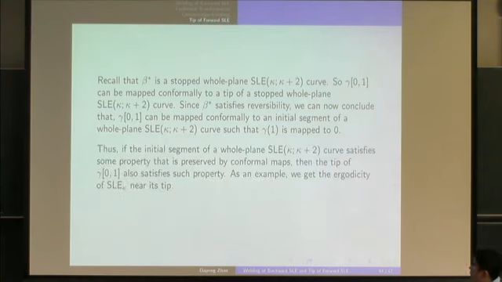Thus, if the initial segment of a whole plane SLE kappa plus 2 curve satisfies some property that is preserved by conformal maps, then the tip of gamma from 0 to 1 also satisfies such property. As an example, we get the ergodicity of SLE kappa near its tip.